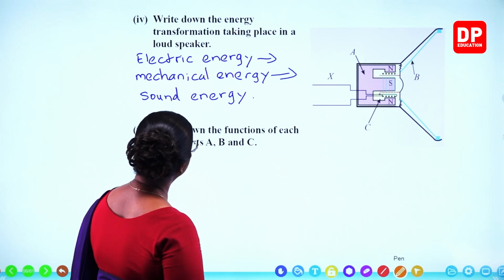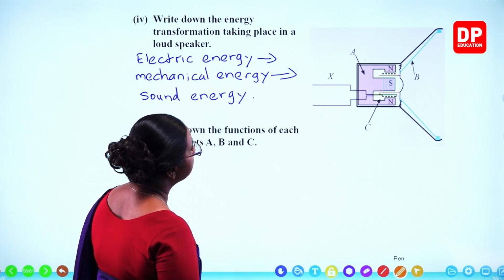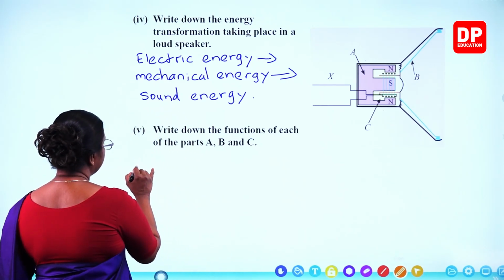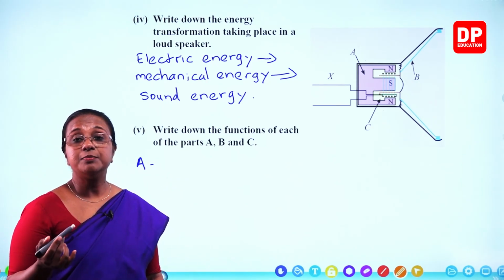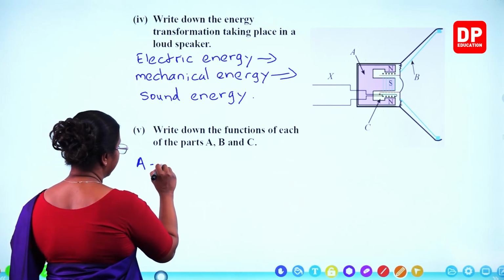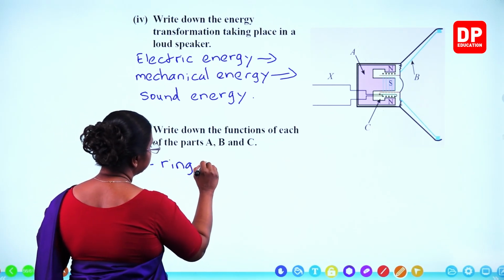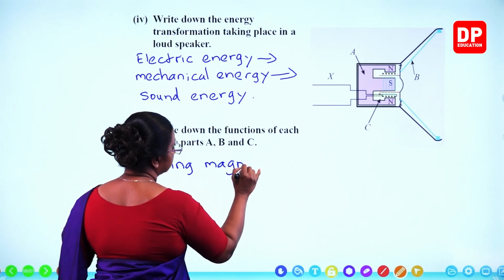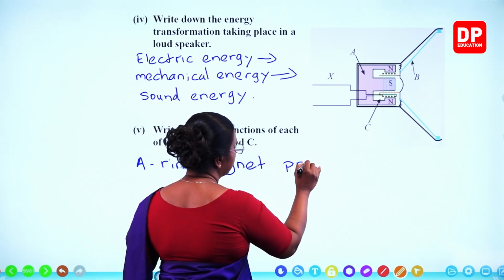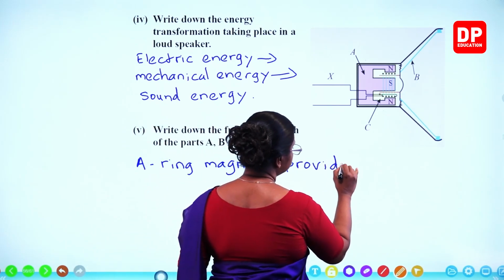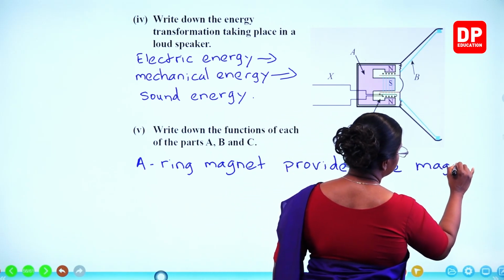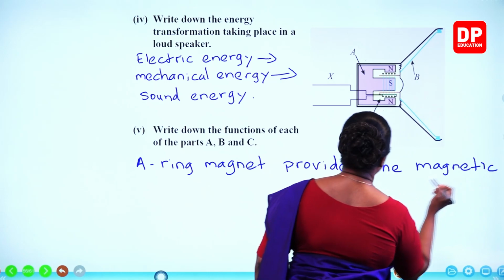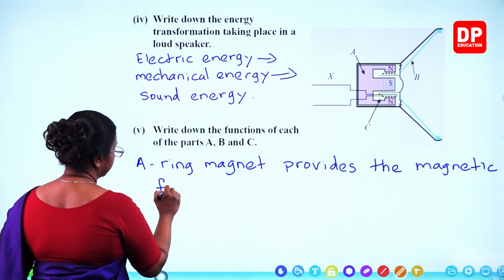Write down the functions of each of the parts A, B and C. So A, what is A? Is the ring magnet. What does that do? It provides the magnetic field. A, ring magnet, provides the magnetic field.